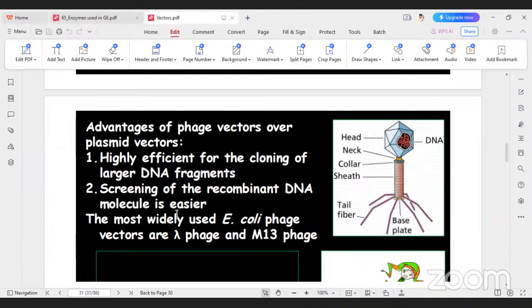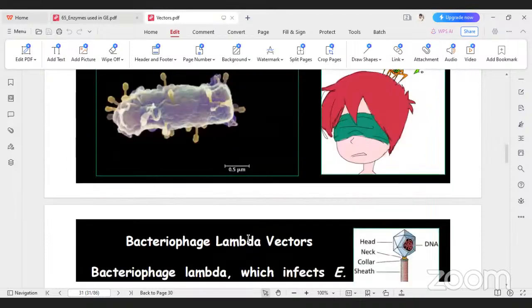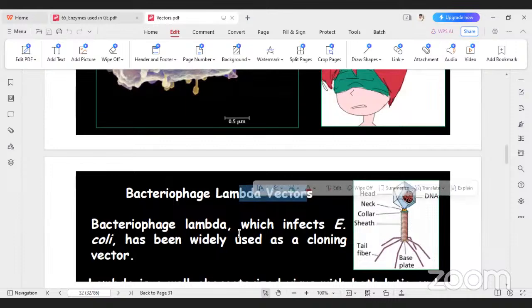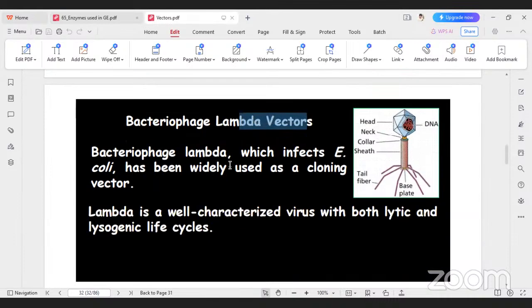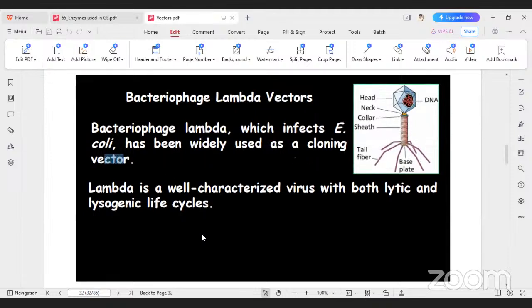Screening of the recombinant DNA molecule is easier. The most widely used E. coli phage vectors are lambda phage and M13 phage. Let's say lambda phage vector. The bacteriophage lambda, which infects E. coli, has been widely used as a cloning vector. The lambda is a well characterized virus with both lytic and lysogenic life cycles.